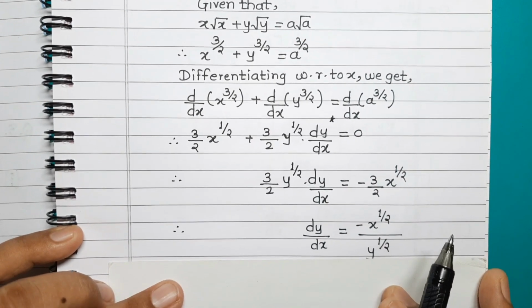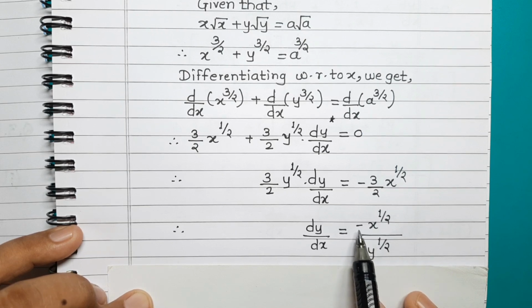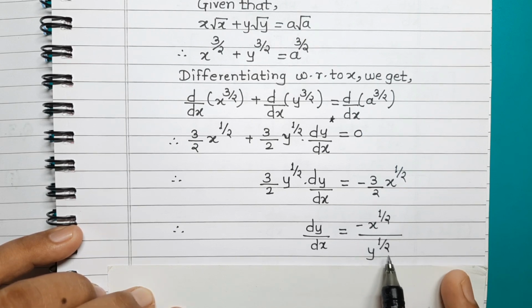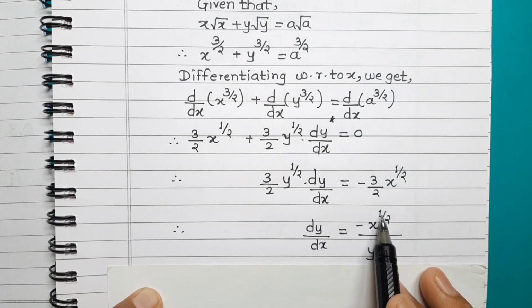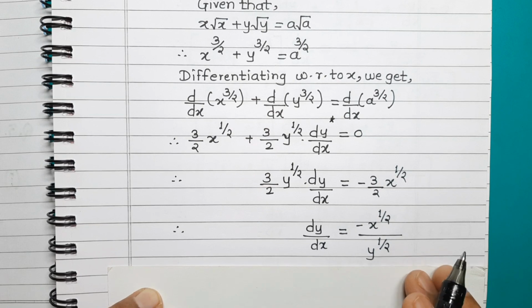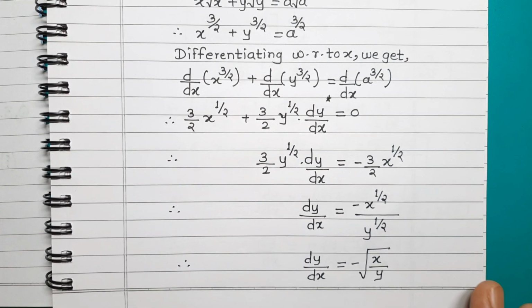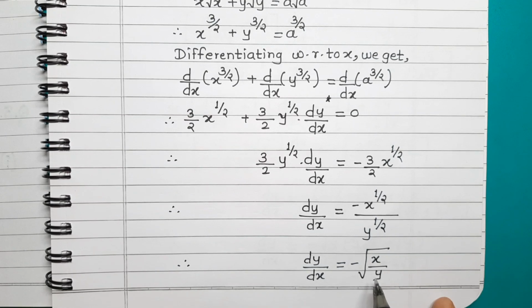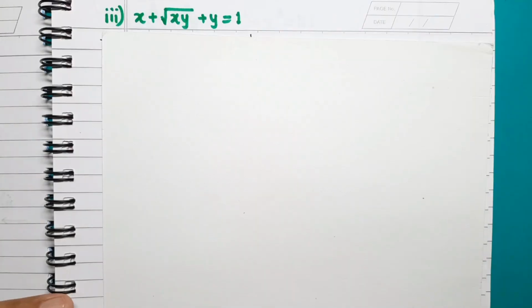So we have dy by dx is equal to 3 by 2 get cancelled and minus of x raised to half upon y raised to half. And you note that x raised to half is nothing but root x and y raised to half is root y. So the required derivative is dy by dx is equal to minus of root of x upon y. Okay, so this is the required derivative.